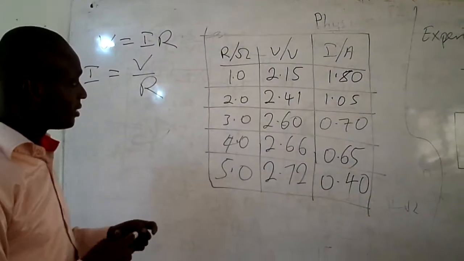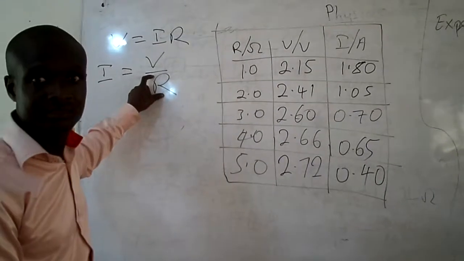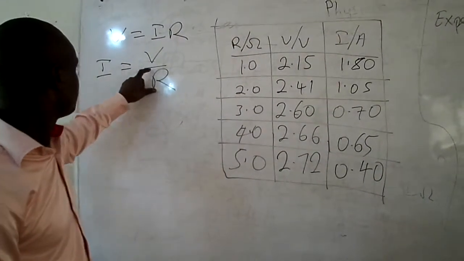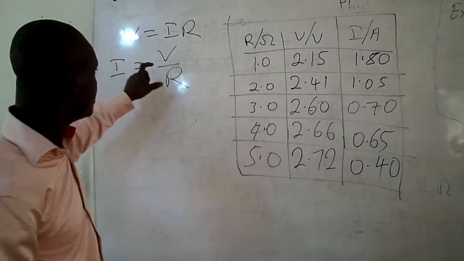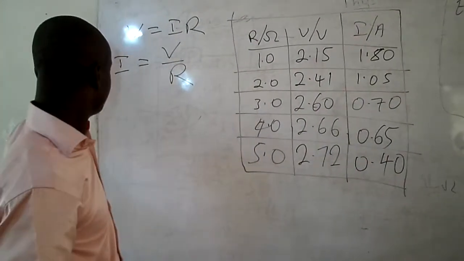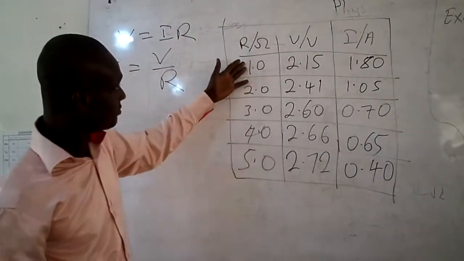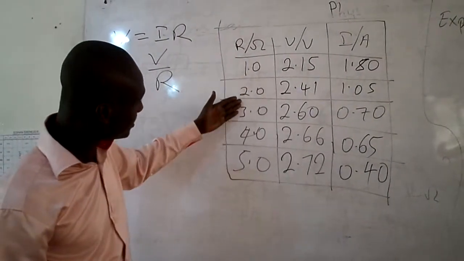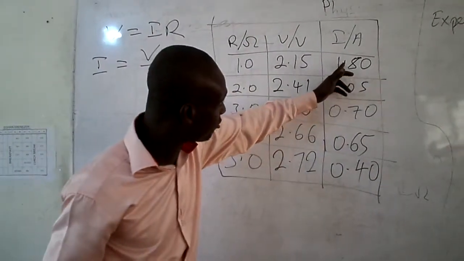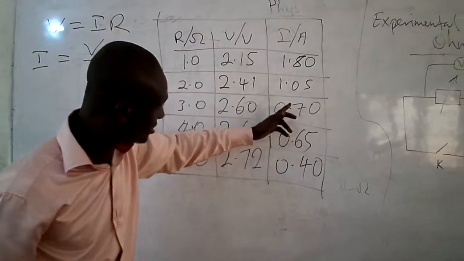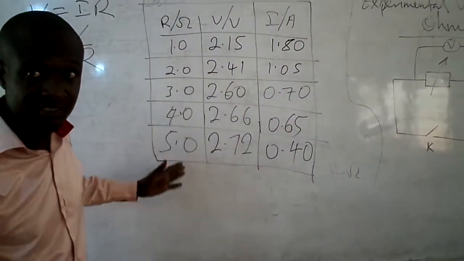So, if we increase the resistance, it means we are expecting the current to decrease. Increasing resistance, decreasing current. That is what we see on the board. When we are increasing the resistance, 1, 2, 3, you see that the current recorded also decreases as the resistance is increasing.